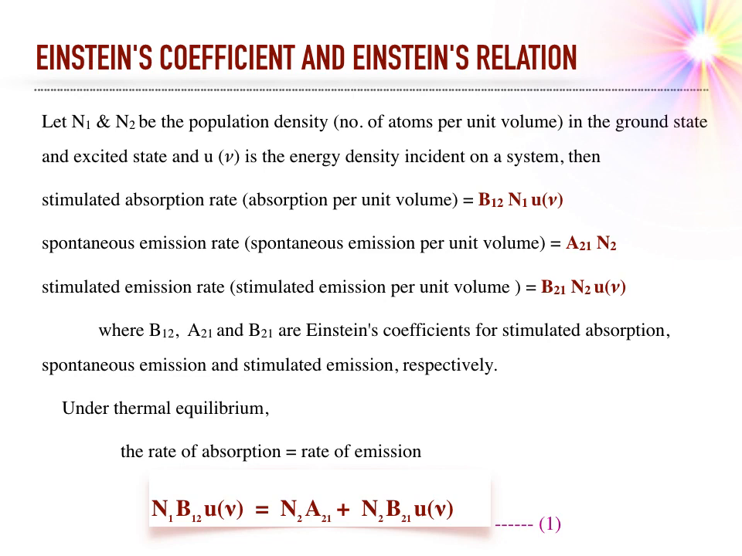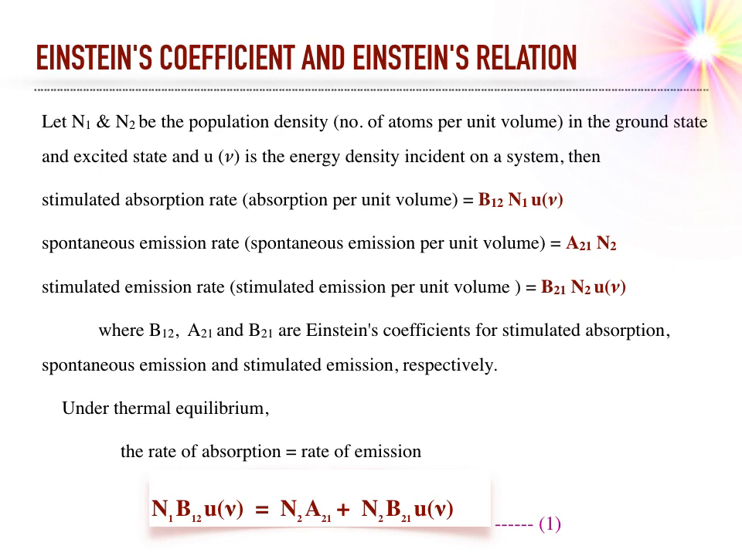Now, for the stimulated absorption process, we know that it occurs in the presence of incident radiation. Therefore, the absorption rate, or the number of atoms going from the lower state to the higher state by absorbing a photon, is equal to B12 N1 U nu, where B12 is the Einstein coefficient for the stimulated absorption process. As we know, the spontaneous emission process is independent of incident radiation. So the spontaneous emission rate, that is the number of atoms going from the higher to the lower state by emitting a spontaneous photon, is equal to A21 N2, where A21 is the Einstein coefficient for spontaneous emission.